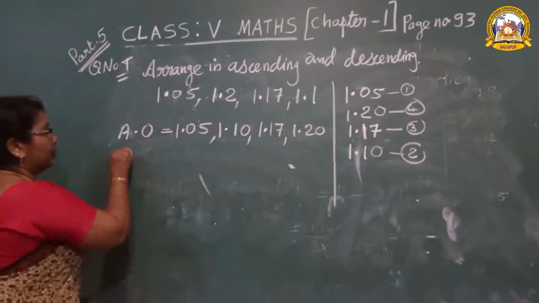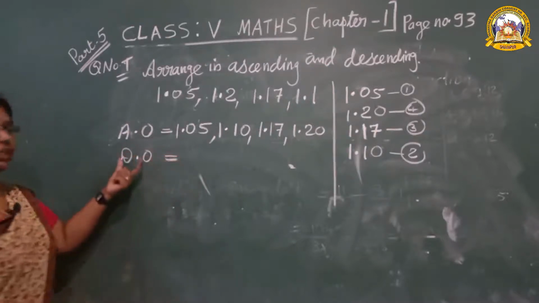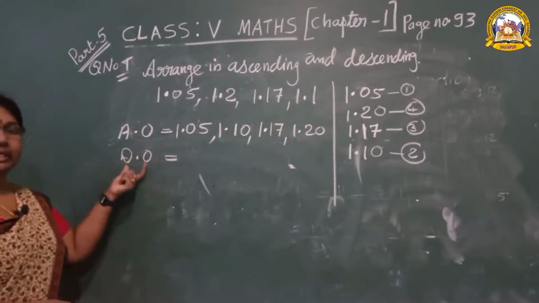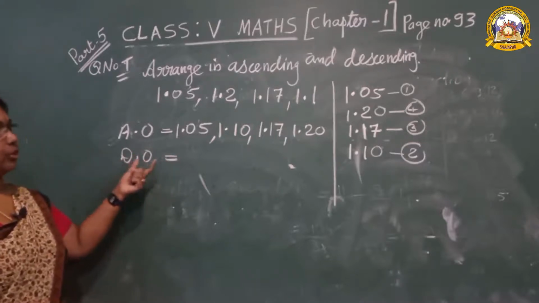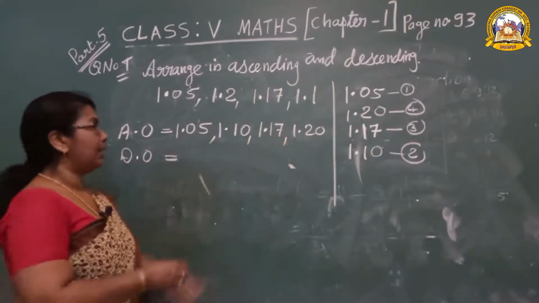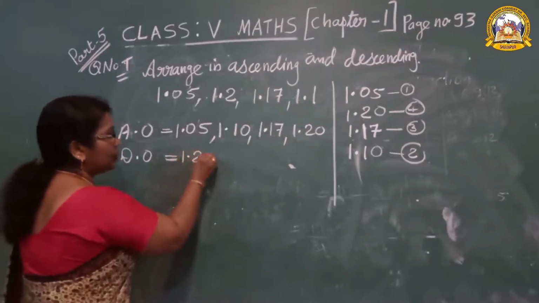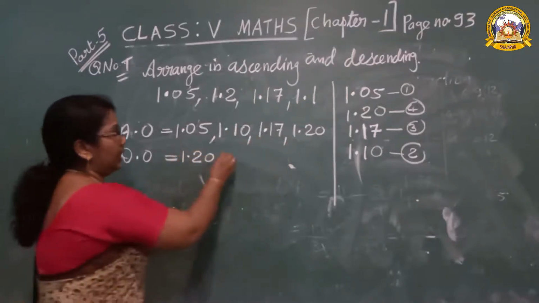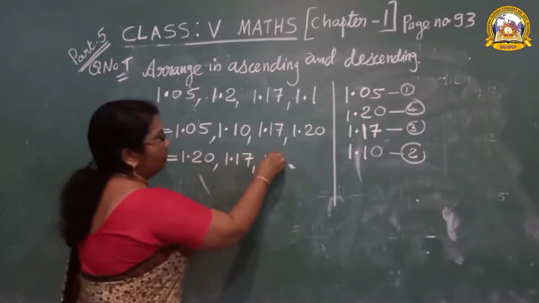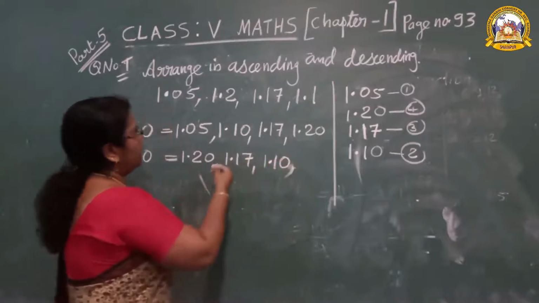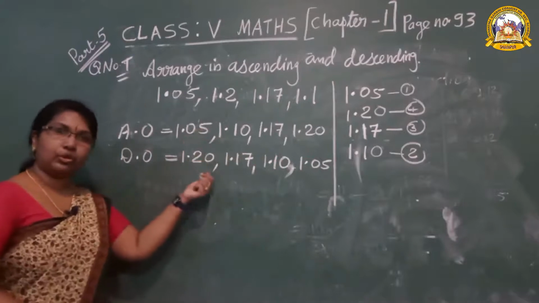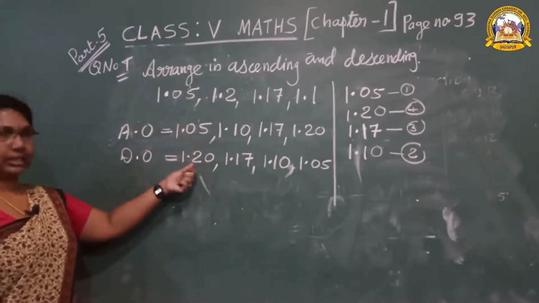Then next we are going to write in descending order. Here also I have written very short. DO means descending order. While you are writing in CW, you can write in short form also. Now just the opposite. Can you say which is the largest decimal? 1.20, then 1.17, then next one is 1.10, then next one is 1.05. Now we have written in both orders, ascending and descending order.